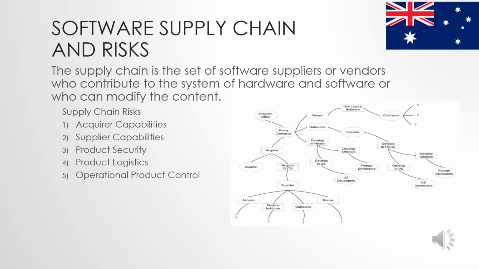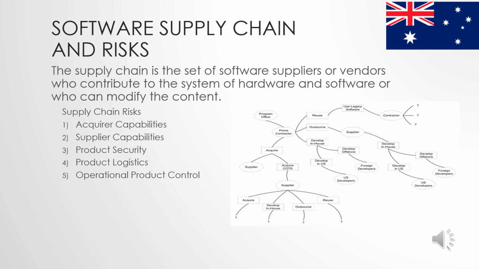The supply chain is the set of software suppliers or vendors who contribute to the system of hardware and software or who can modify the content. Considering the Australian computer network supply chain risks, there are several sources to identify. The following sources might interfere with the product's ability to function reliably, safely, and securely.